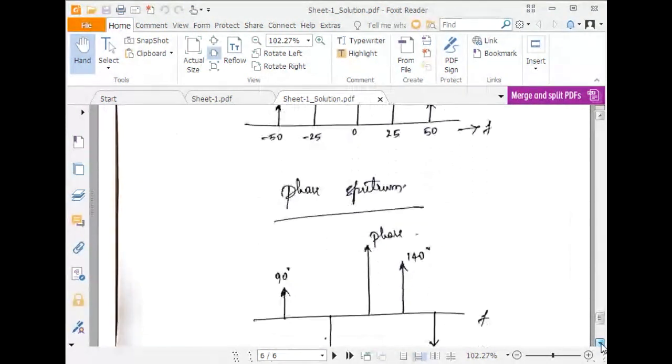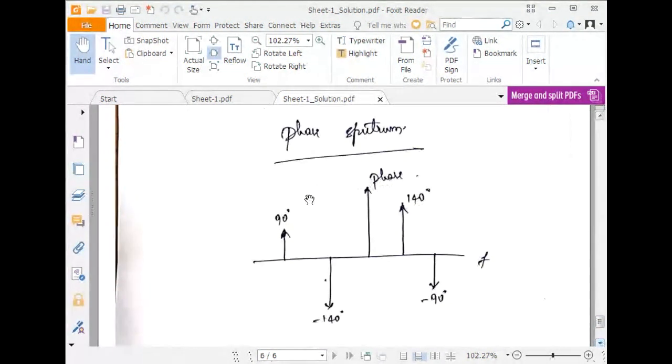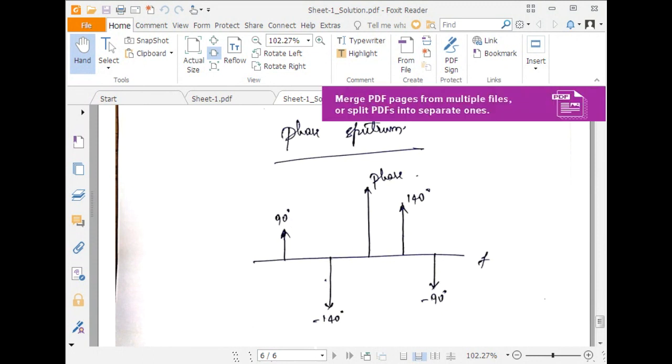Then coming to the phase spectrum, at 25 hertz frequency, what is the phase angle? 140 degrees. And at minus 25 hertz, phase angle is minus 140. At 50 hertz, the phase angle is minus 90 degrees. At minus 50 hertz, the phase angle is 90 degrees.